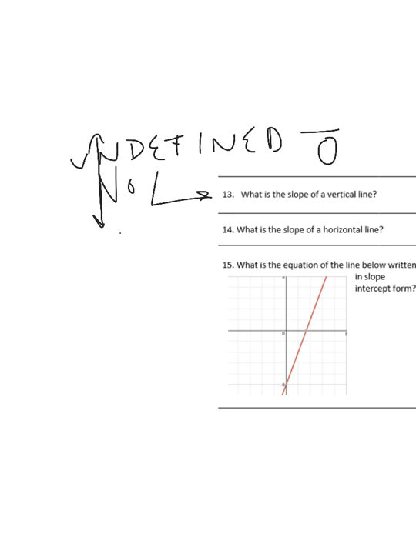Number 14, horizontal line. If you forget what horizontal means, think of the horizon. The horizon is a flat line. The slope of that is zero, like the top of the Z. So 13 and 14, those are easy.